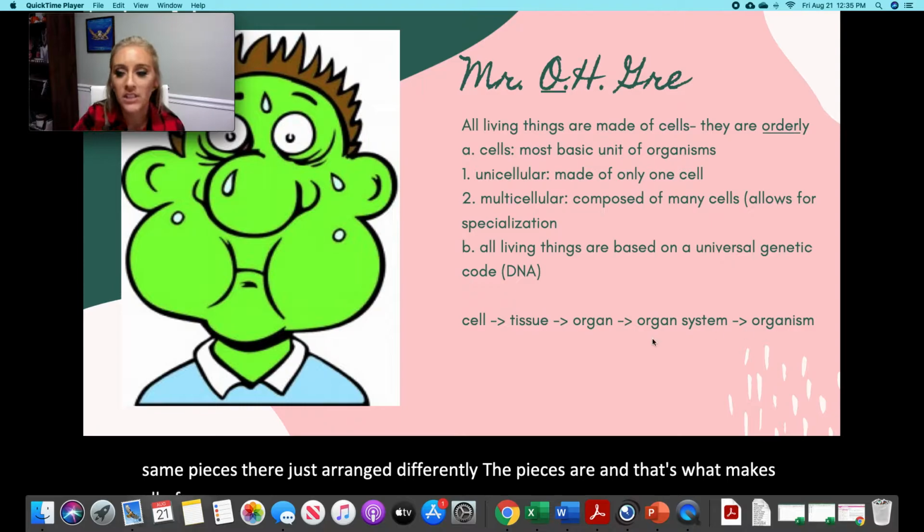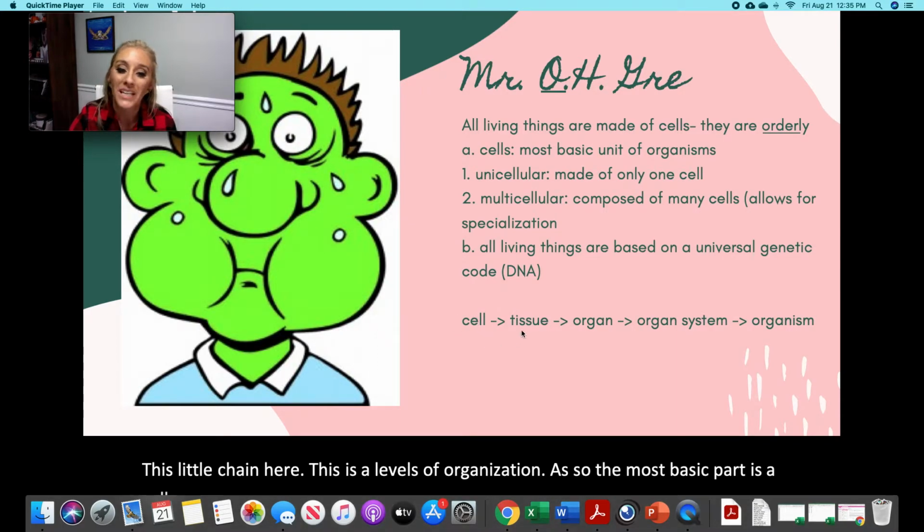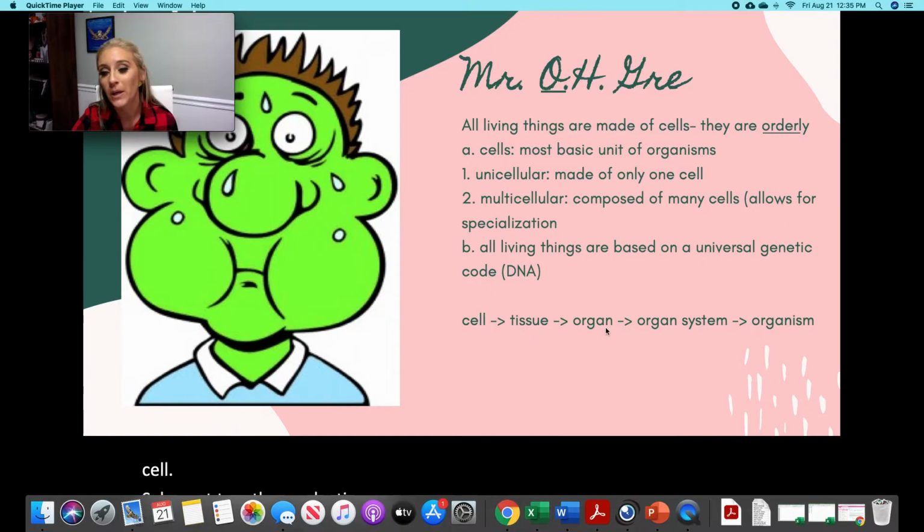And then we have this little chain here. This is levels of organization as well. So the most basic part is a cell. Cells put together make tissues. Tissues make organs. Organs make organ systems, and all of that makes organisms.